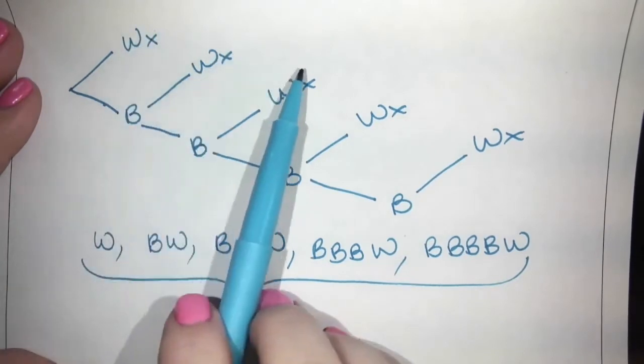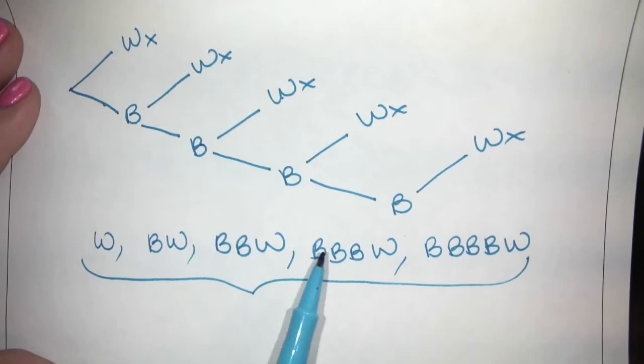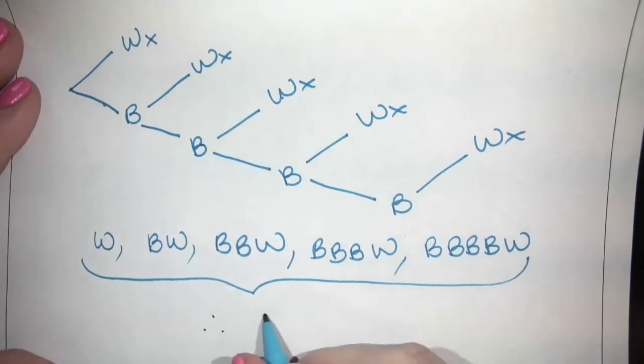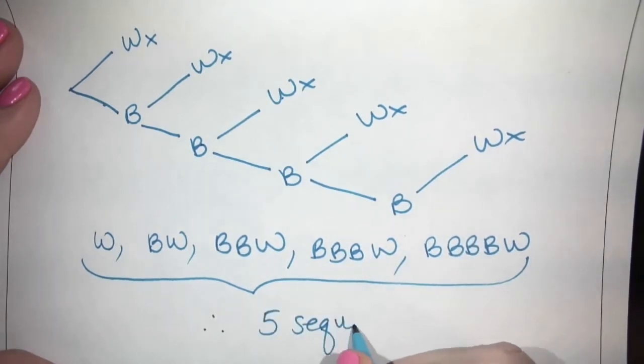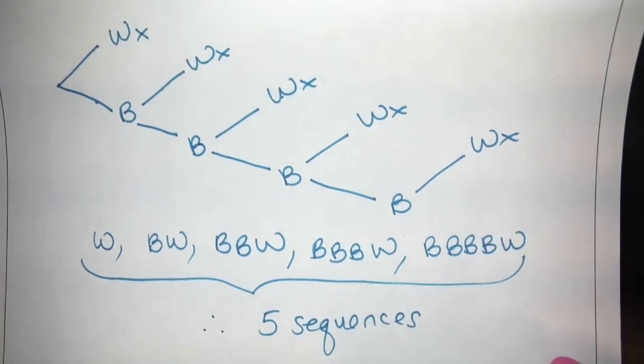So, 1, 2, 3, 4, 5 X's, or you can write it as the cases, 1, 2, 3, 4, 5. So the answer on the exam would be to circle 5. There are 5 different sequences here. So that is an easy tree that comes up in this course quite a bit.